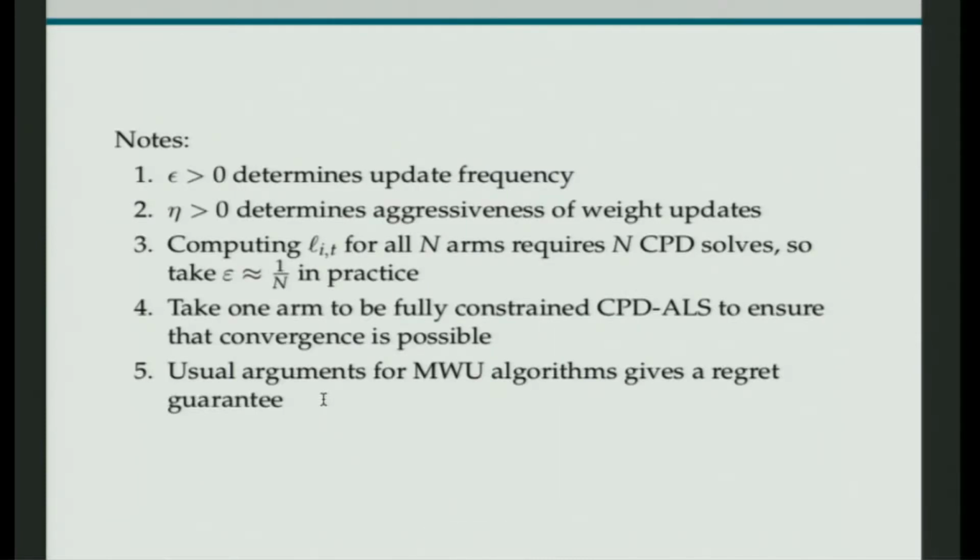Okay? So this parameter epsilon determines our update frequency. And typically, we were taking epsilon to scale like 1 over the number of arms, so that we amortize the cost of computing these losses. And eta here determines the aggressiveness of our weight updates. And then we also suggest to take one arm to be the fully constrained CPD ALS, so just take a full ALS step, because that ensures that convergence is possible. And then usual arguments for multiplicative weight update algorithms give a regret guarantee.